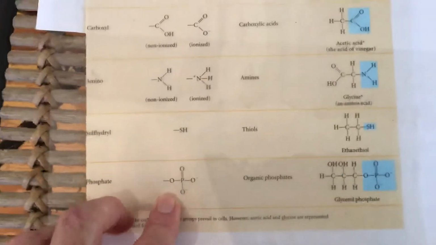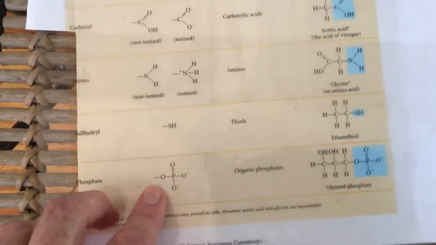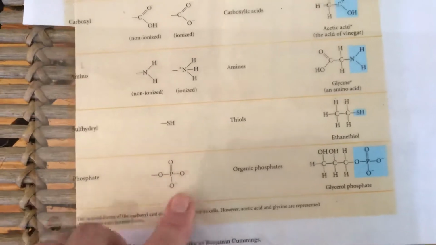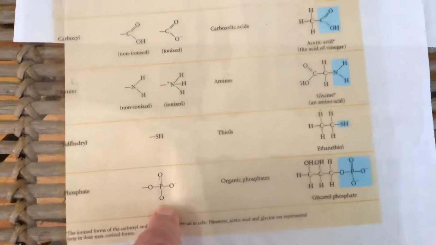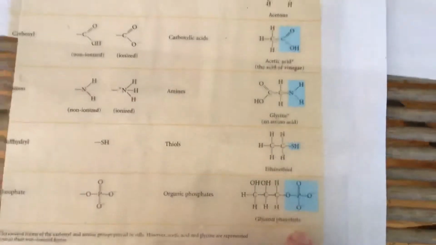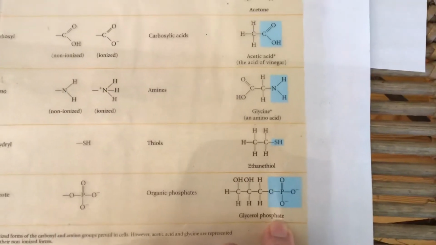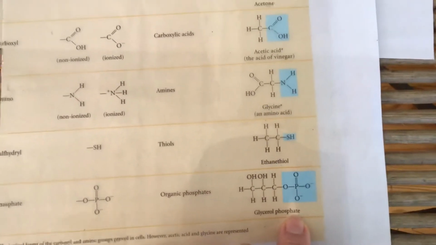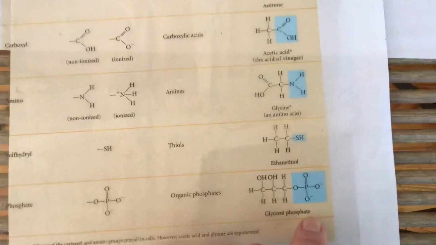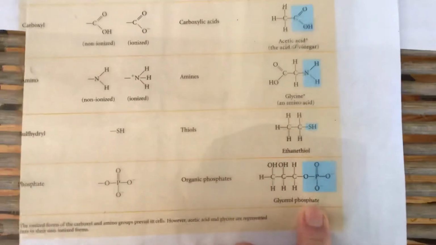And you can have a phosphate group. Notice that the phosphate group is charged, all right? So that would make it ionic, and it's going to tend to interact with other molecules, or that is easily dissolved in water. This is the phosphate group at the end of a molecule over here, all right?